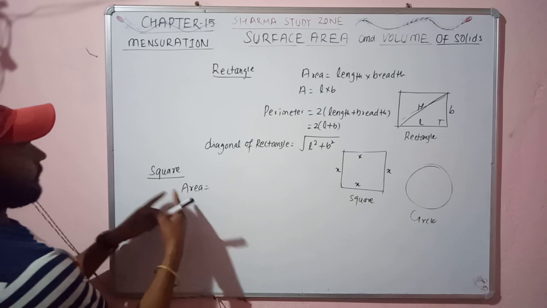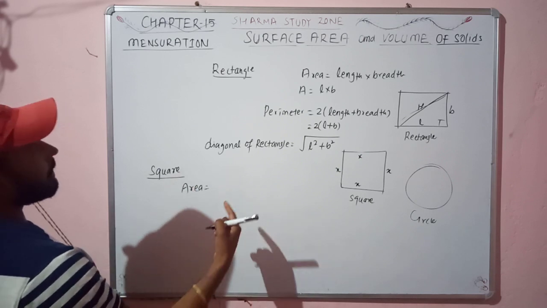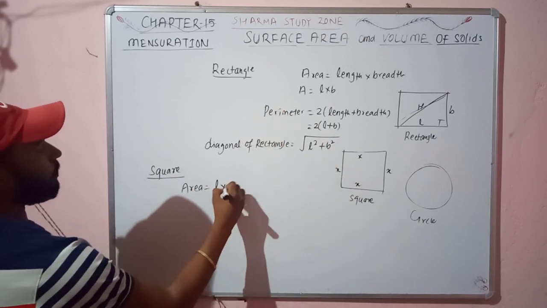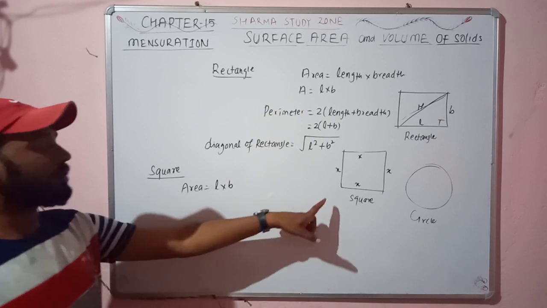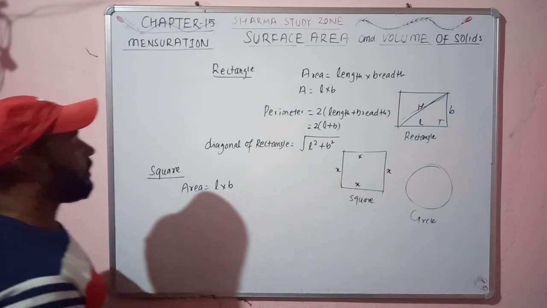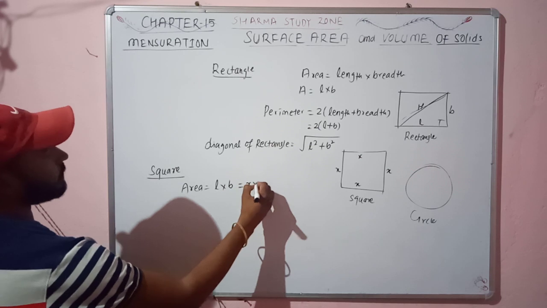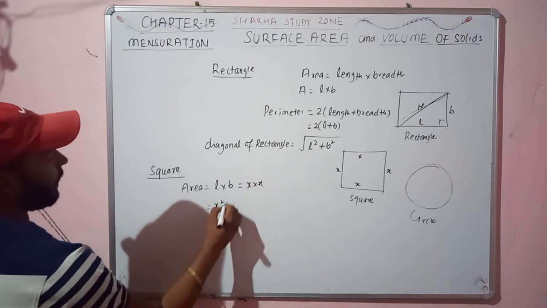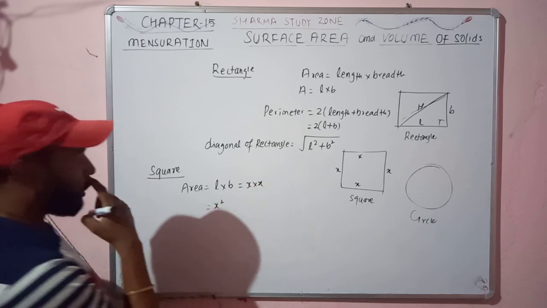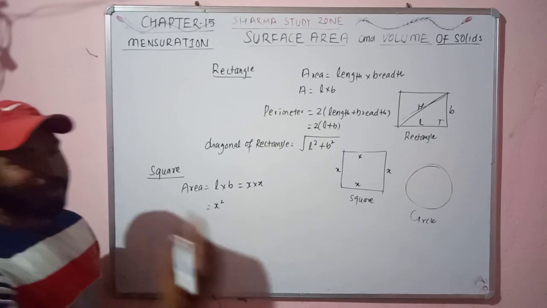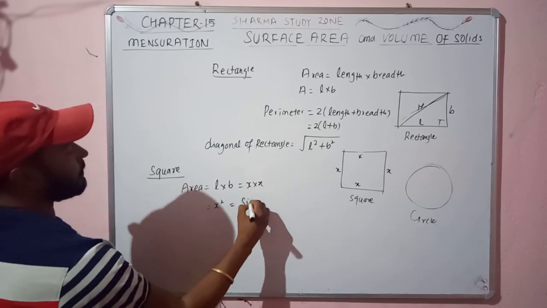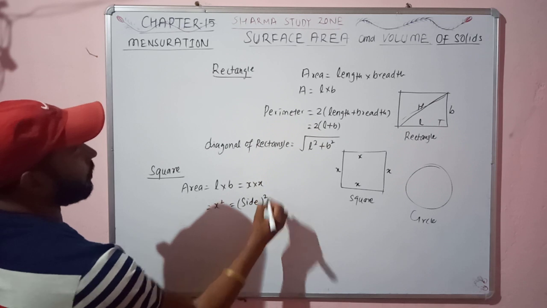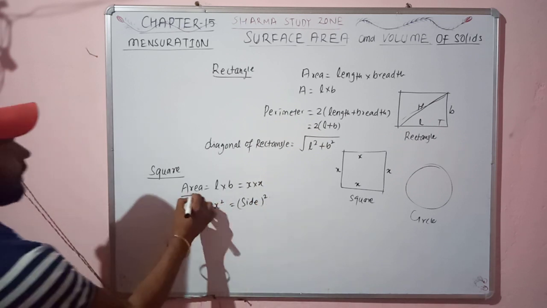Okay, area of rectangle. What was the area of rectangle? It was length into breadth. But in the case of a square, length and breadth are both equal. So we will use x into x, and it will become x square. So we can say that the area of a square is equal to side square. Okay, this was the area.